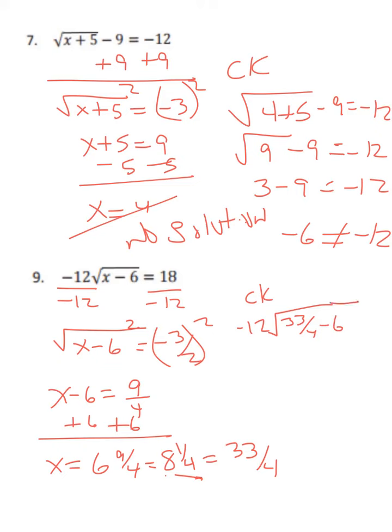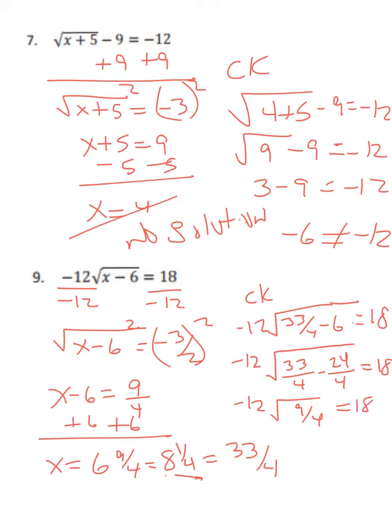33/4 minus 6 equals 18. So negative 12 times the square root of, let's bust that up a little bit more, 33/4. Let's change 6 into 4ths, which is, of course, 4 times 6 is 24, so that's 24/4. Same thing as 6. Does that equal 18? And if I subtract, I get negative 12 square root of 9/4. Does that equal 18?